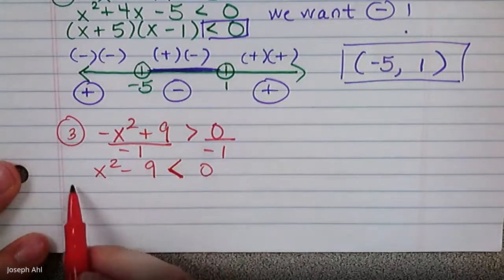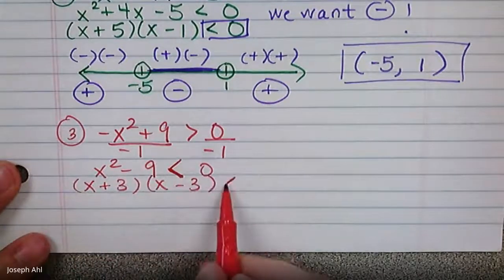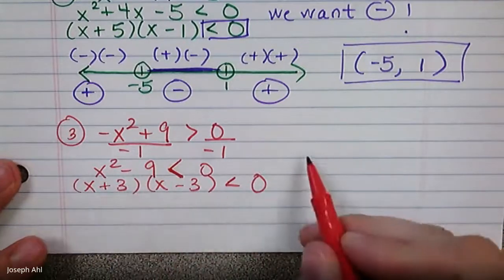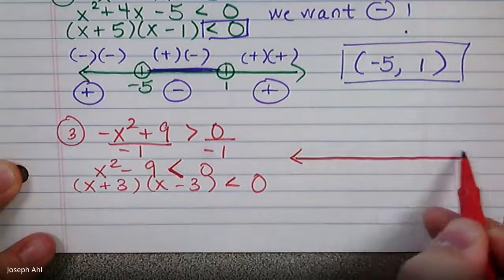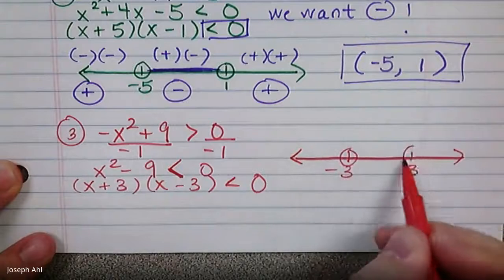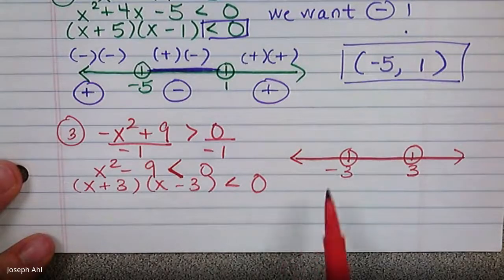So if we take a look at factoring this to figure out what points am I going to put on my number line to partition around, this is just difference of perfect squares. So the two values that go on the number line are negative 3 and positive 3. We're not going to include those because it's not also equal to 0. And now we're just going to test some points.